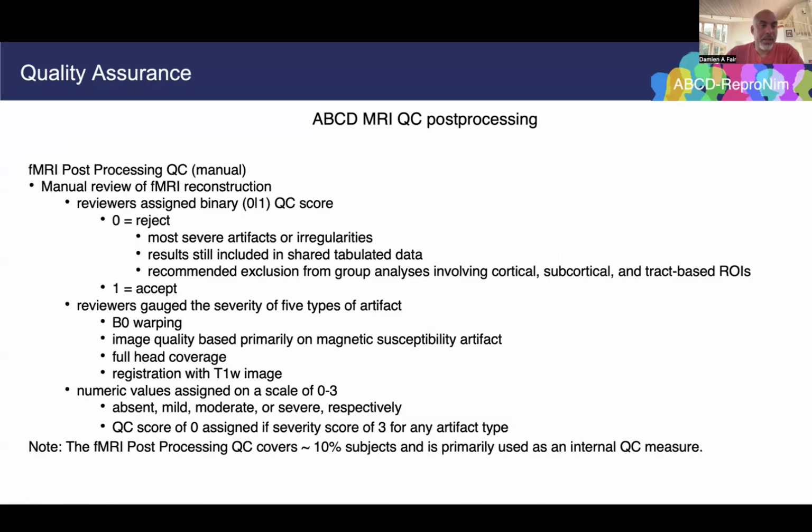For the manual part of the fMRI, it's looking for the same types of artifacts or irregularities, B0 warping, head coverage again, and similarly, the QC scores include a scale from 0 to 3. Importantly, not every participant can be manually reviewed. But a subset is reviewed based on the propensity of having artifacts or not, using some automated measures.